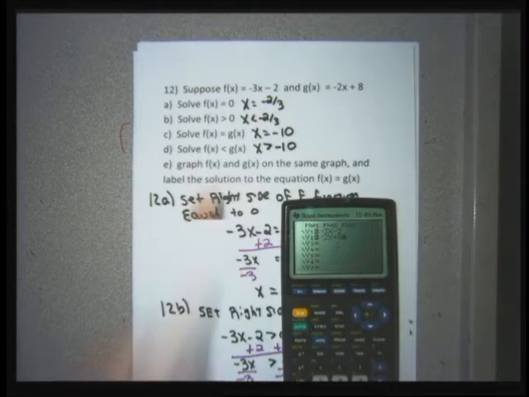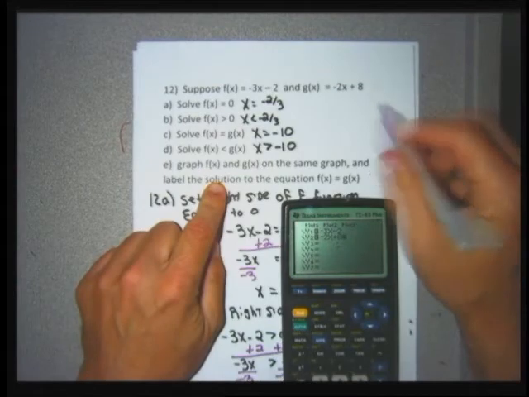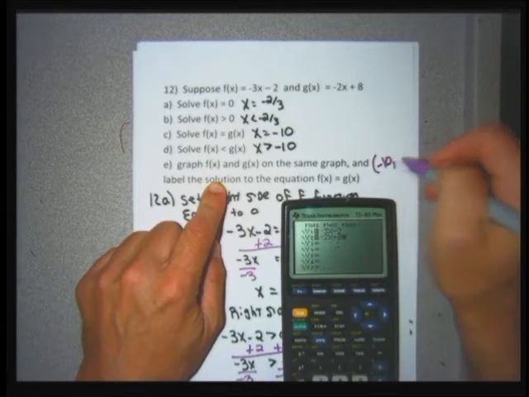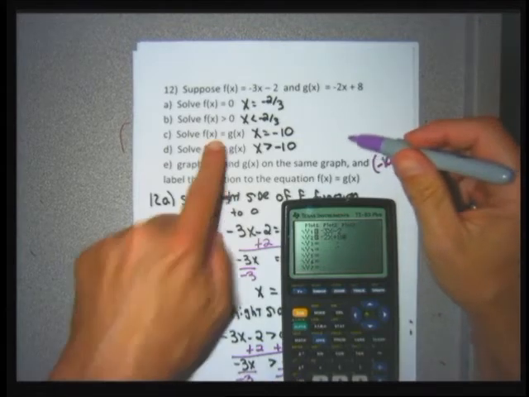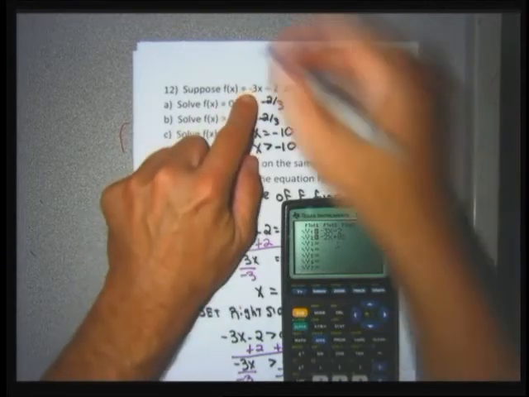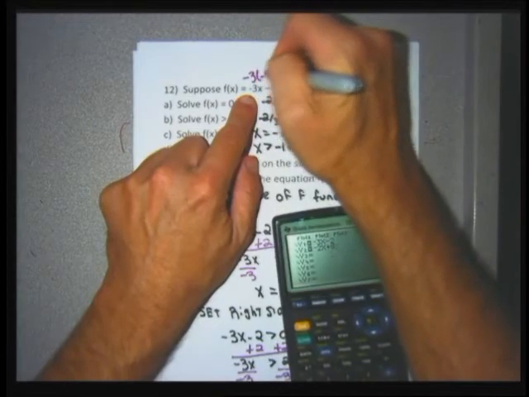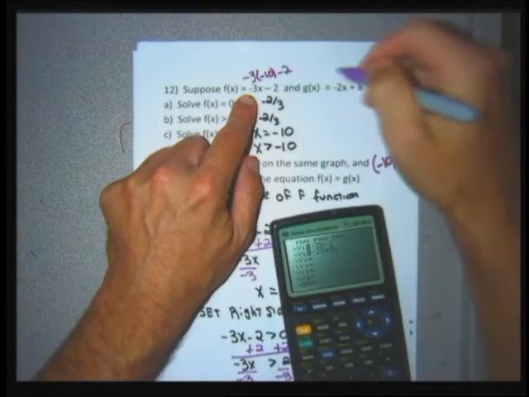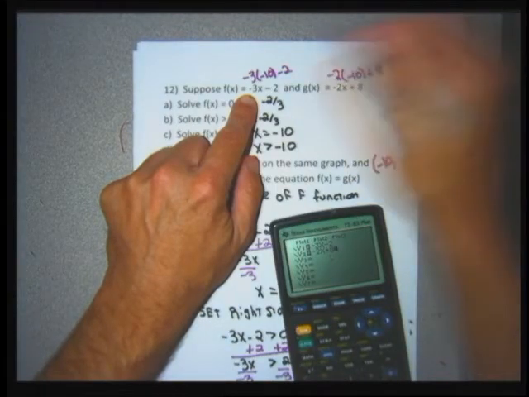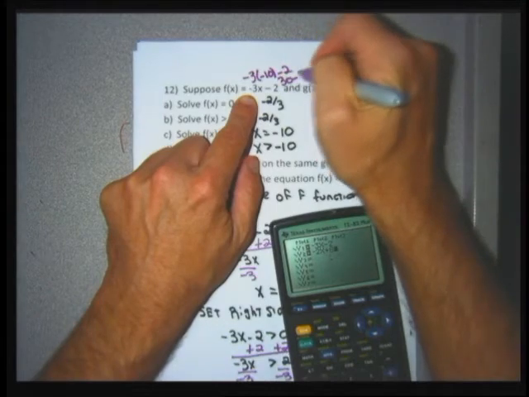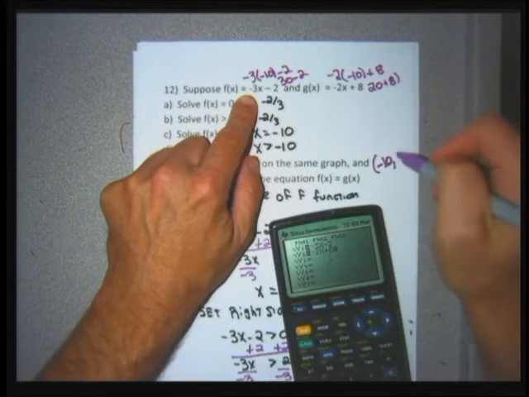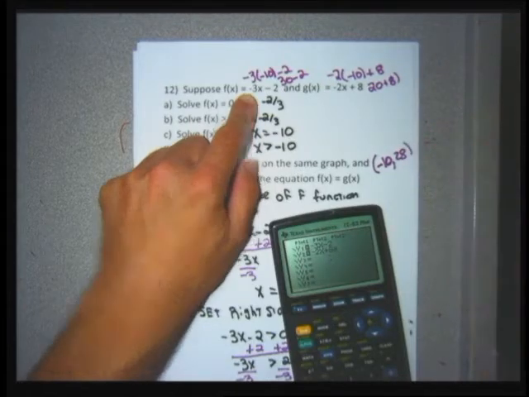So when I'm going to label where these graphs cross, the x coordinate is going to be negative 10, because that's what I got when I set f of x equal to g of x. To get the y coordinate of where they cross, I can plug negative 10 into this function, or I can plug it into this function. Regardless of the function you plug it into, you're going to get 28 for the y coordinate of where the graphs cross.